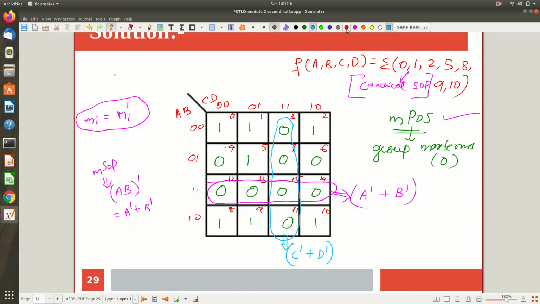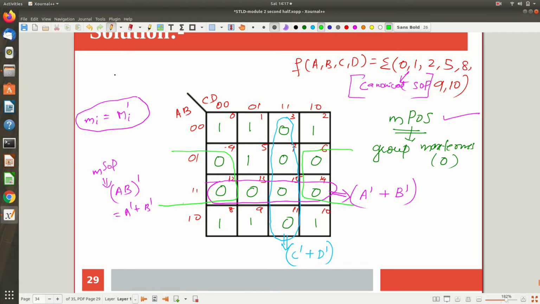Now I need one more grouping. Let me use a different color. Actually this 0 and this 0 remain, and I'm trying to get the largest grouping out of these two. I can fold them and make a 2 power 2 element group, so that two variables will be eliminated. That is the benefit I am having, right?